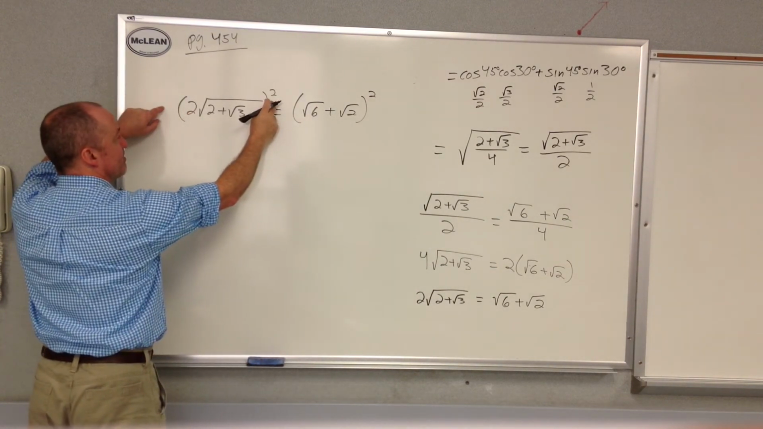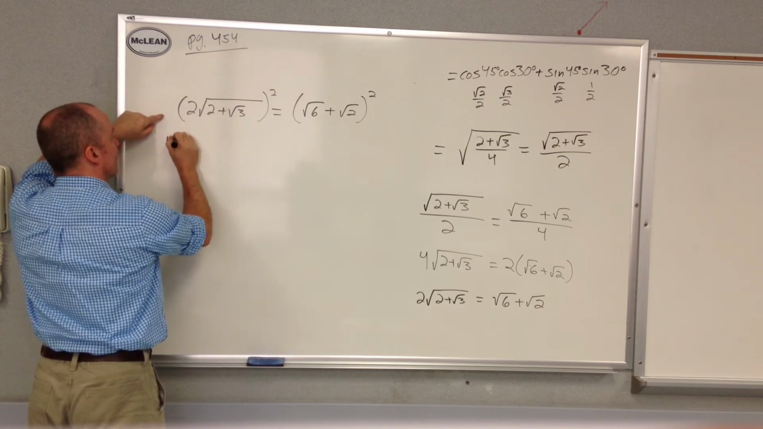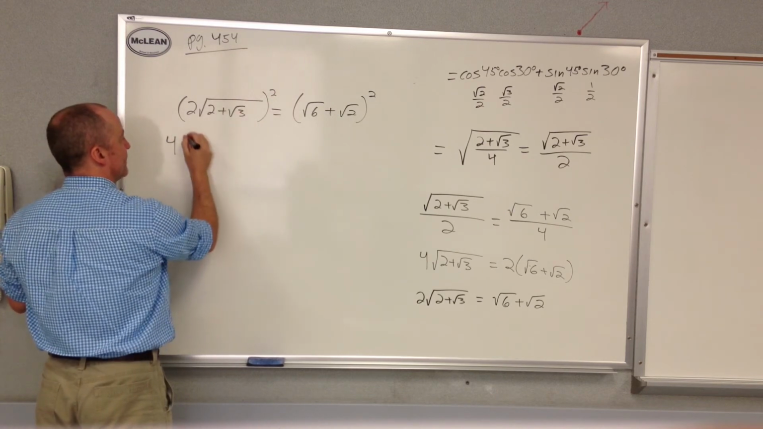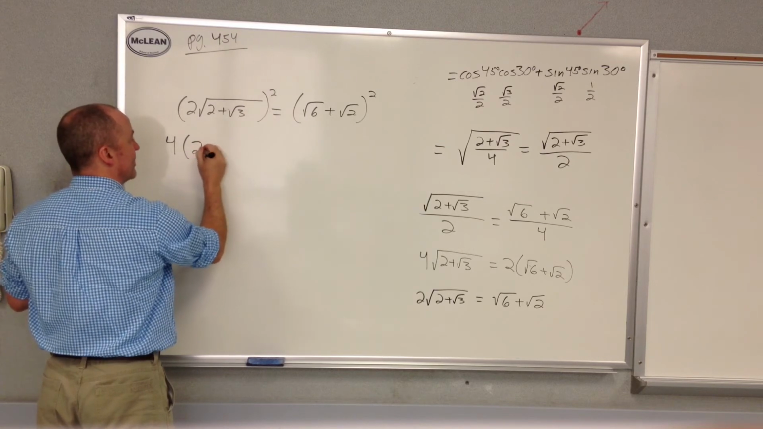This side's a little bit simpler. I can square the 2. What will that get me? 4. And what is the square root of anything squared? Whatever was under the radical. Yeah. Squared will cancel out the radical.